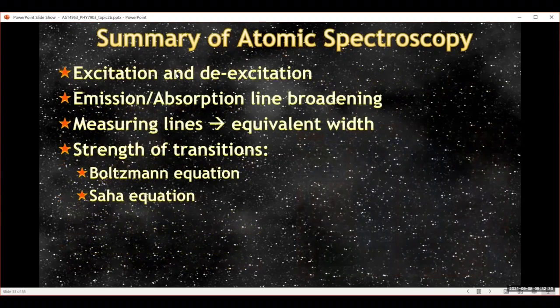So in this video, we've talked about excitation and de-excitation, about how line broadening happens, about how we measure the lines in equivalent widths, and then how to use the strengths of lines to diagnose what's going on in objects in space.